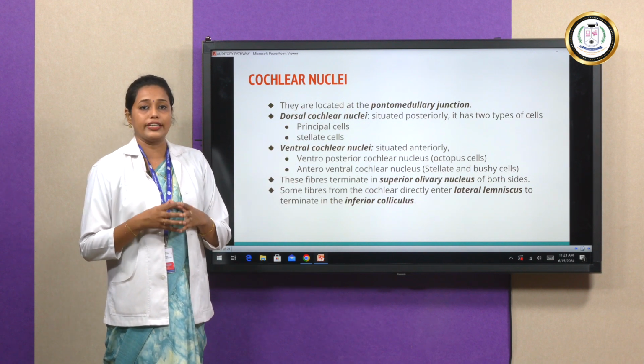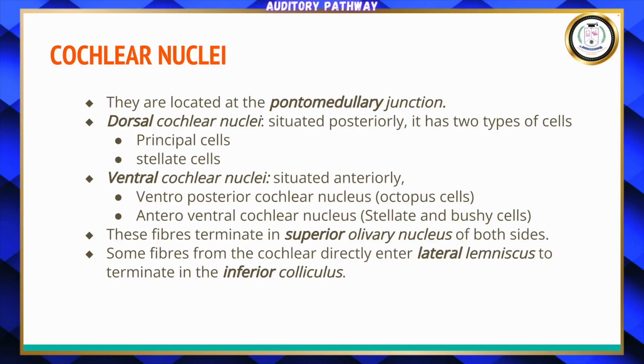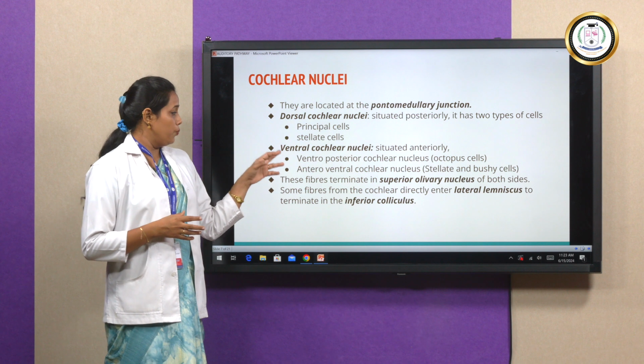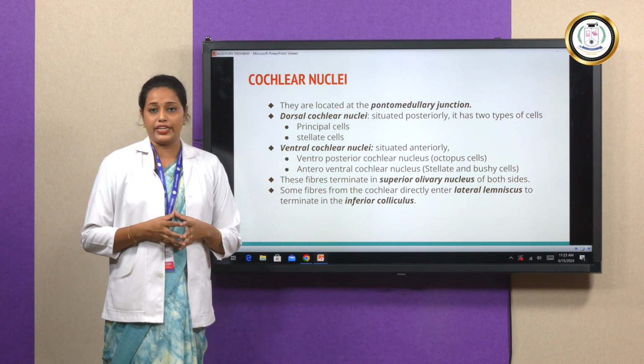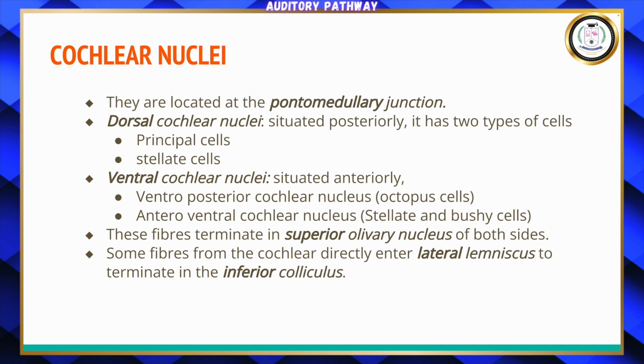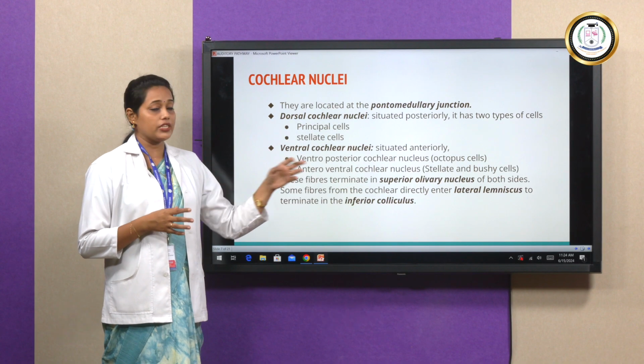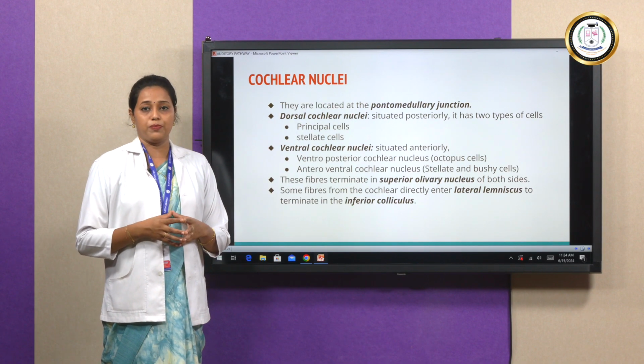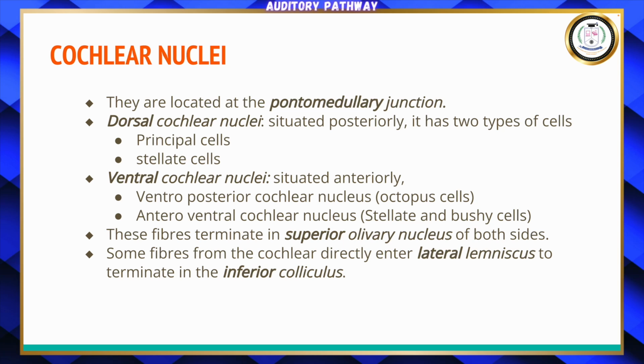This dorsal cochlear nuclei is situated posteriorly and it has two types of cells, that are principal cells and the ciliate cells. Whereas this ventral cochlear nucleus is present anteriorly, it has two divisions, that is the postero-ventral cochlear nucleus and the antero-ventral cochlear nucleus. This postero-ventral cochlear nucleus is made up of octopus cells, whereas the antero-ventral cochlear nucleus is made up of stellate and bushy cells.